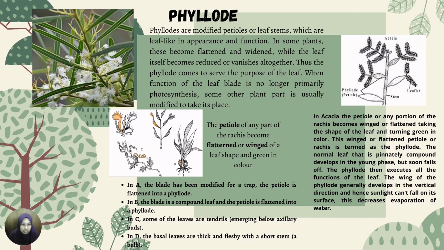Okay, in A, the blade has been modified. In A, the petiole is flattened into a phyllode. In B, the blade is a compound leaf and the petiole is flattened into a phyllode. In C, some of the leaves are trifoliate, arising below the axillary bud. In D, the basal leaves are thick and fleshy with a short stem. So, that's all from our group. Thank you.